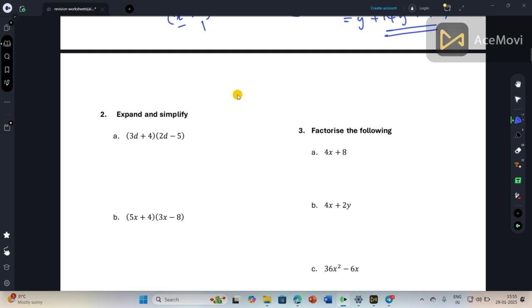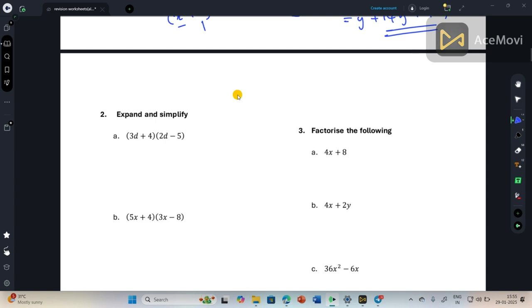Welcome back to maths class. So we are just going to continue the second part, expand and simplify. This is the second class for the topic of algebra. If you are a beginner, you can just find the first class and watch. Okay.